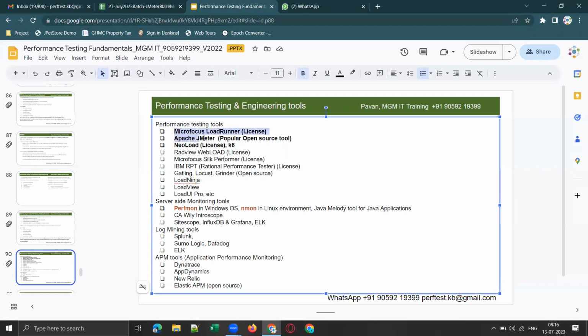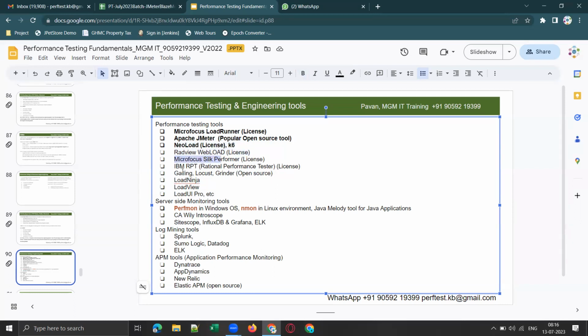So I have listed them out as per their market share. Market share means LoadRunner still has major market share. Many projects are using LoadRunner, and then comes JMeter, and then NeoLoad, K6, etc. And then we also have WebLoad, RadView. RadView is the company name, WebLoad is the tool name. Again, this is a licensed tool.